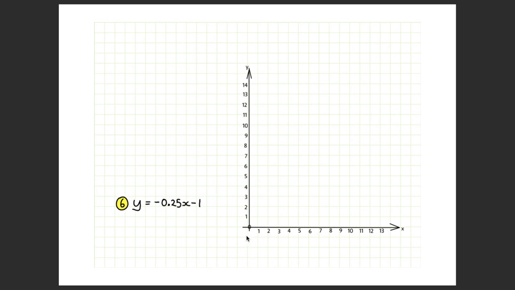Okay, so it's going to cut here at -1, and then for every 4 across, it's going to go down by 1. It's a fairly shallow graph, downwards from left to right, cutting at -1. That's what you should have got.